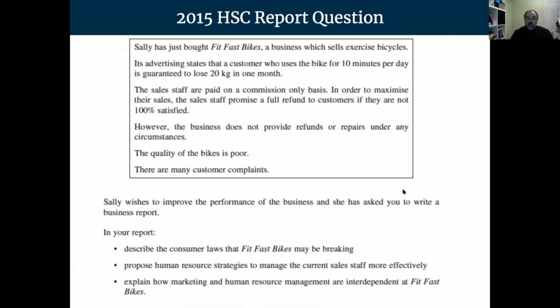All right, in 2015, we've got fit, fast bikes, and again, some stimulus and our questions around here. So I've just put that in at a later date. So you've got all the questions together, and you might like to have a look at that and look at the sample answers or the suggested marking guidelines, etc.